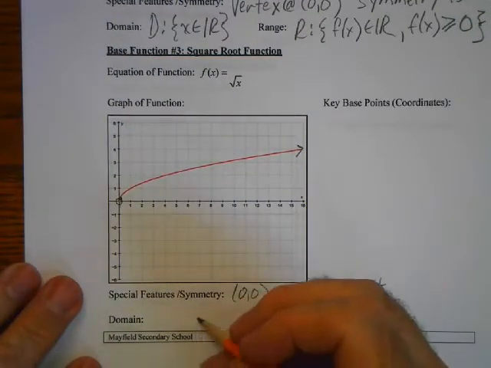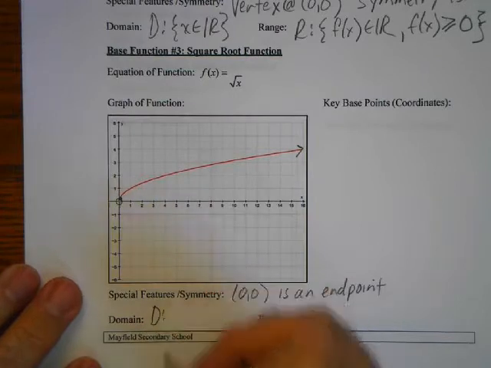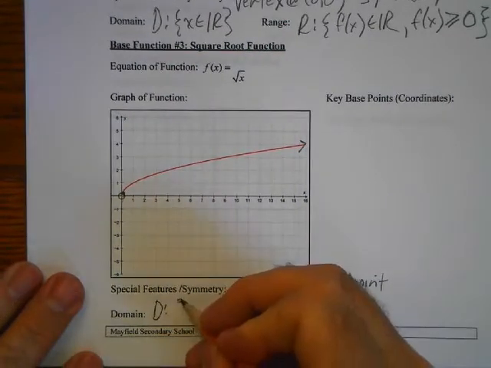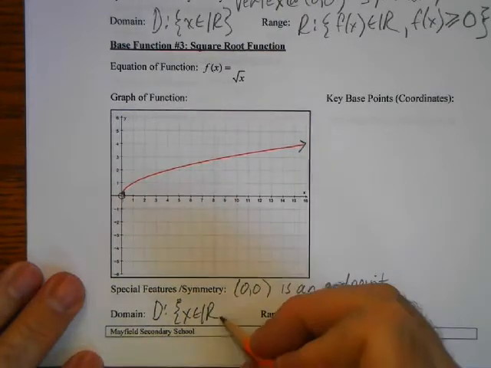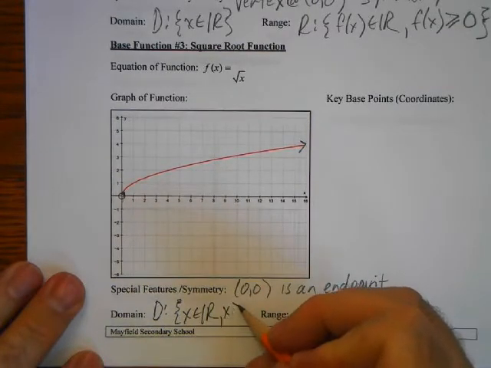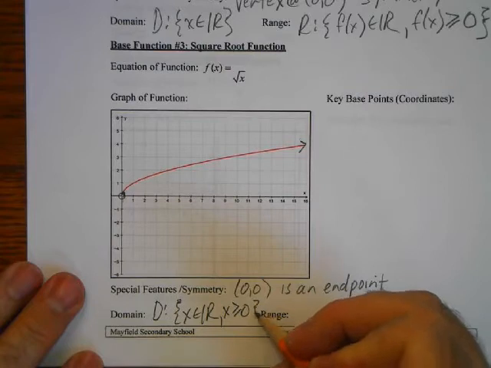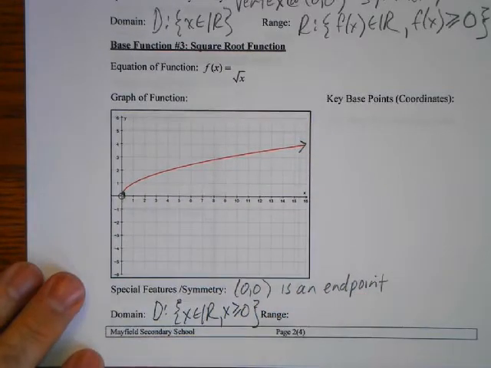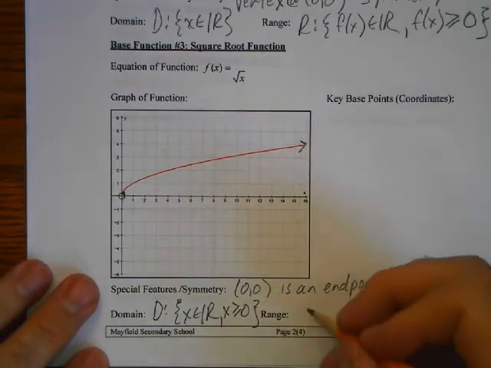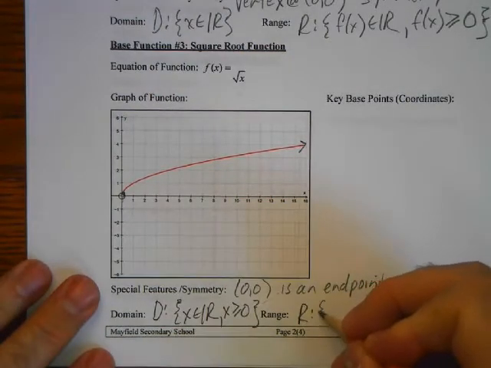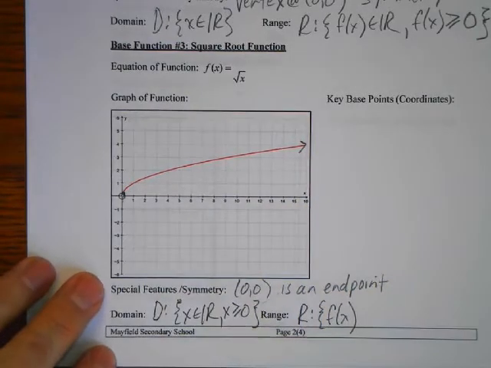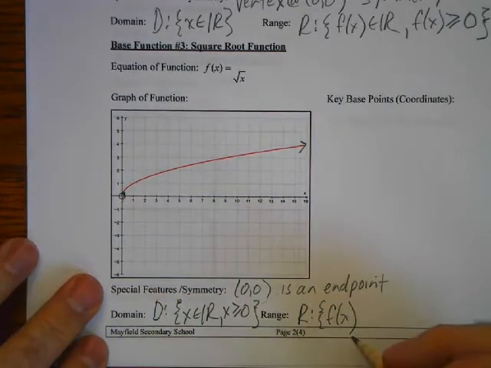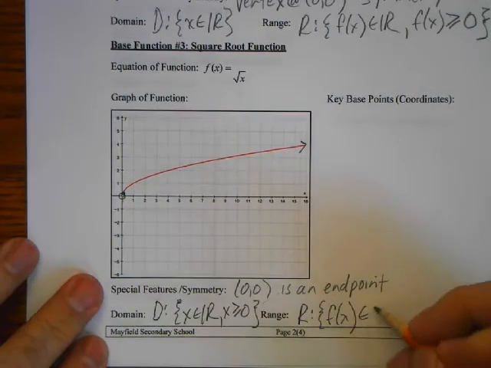So in terms of the domain, we can say that x is an element of the real numbers, but this time x has to be greater than or equal to 0, because (0, 0) is an endpoint, which we just talked about. Now for the range, f(x), which is also known as y, y is an element of the real numbers.